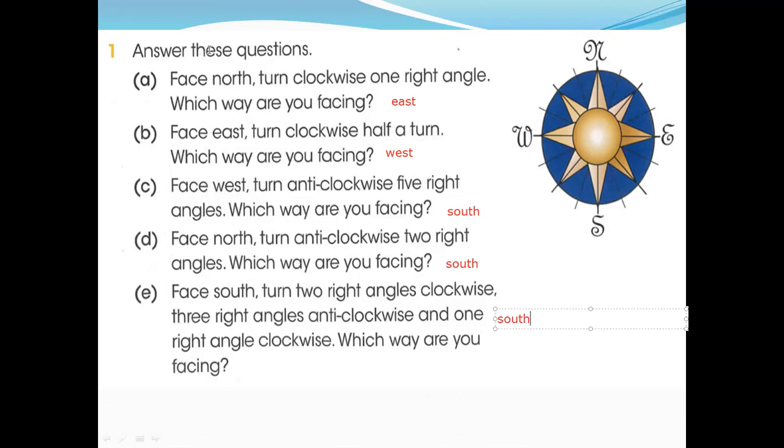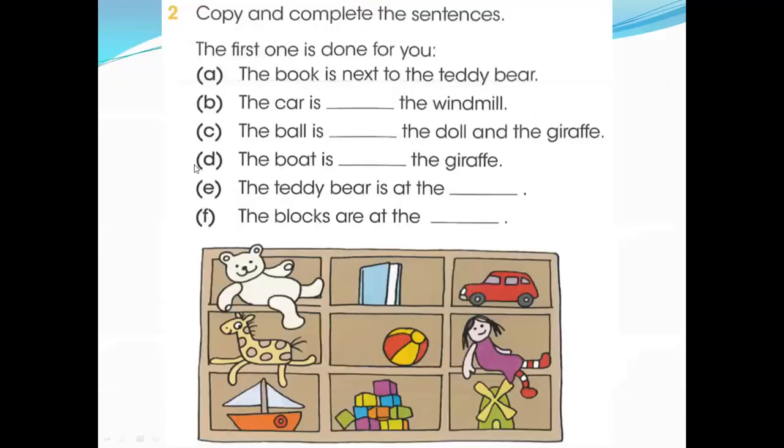Let us move to question number two. I hope you understand well. Question number two is easy also. Copy and complete the sentence. The first one is done for you: the book is next to the teddy bear. Obviously you know next to, on, above, down, left, right, on the left, on the right, at the top, at the bottom. All these things you already know from the English book.